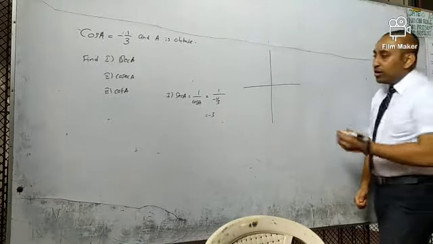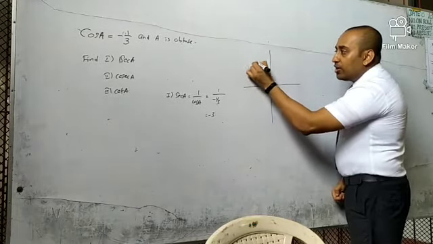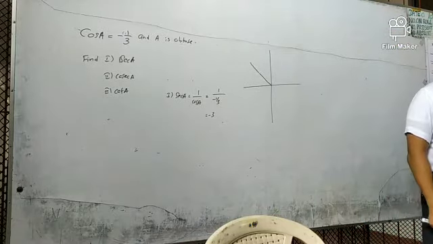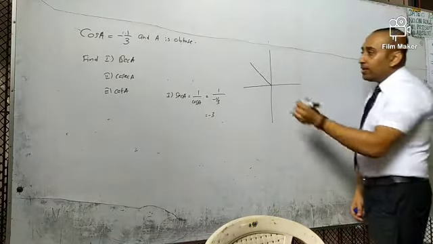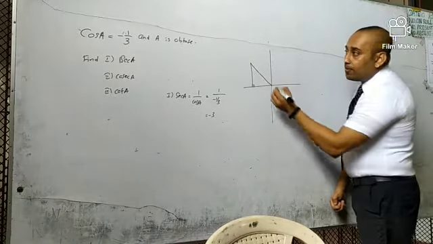So how do I start it? Start from the origin. Draw the angle from the origin and draw a right angle triangle. You can draw two right angles, this way and this way. Which way should you draw? The angle should be measured towards the x-axis. Therefore, the perpendicular should be drawn over here, and you should mark the angle as A.